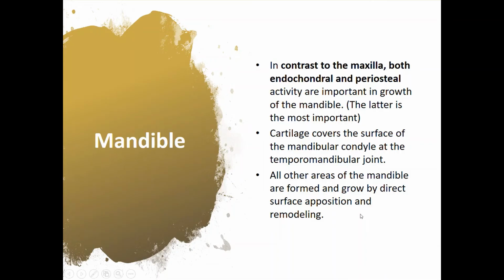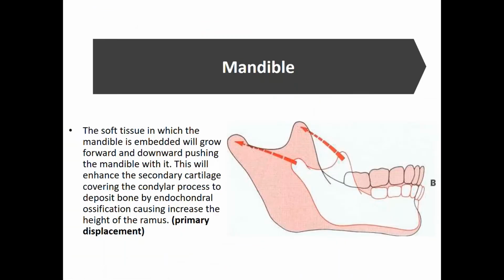Now, the cartilage that will cover the condyle will stay active for a certain time, and then it will cease growth later on. Now, what happens after birth? Again, the soft tissue that surrounds the mandible will grow and develop, and it will push the mandible forward and downward, just like the maxilla.